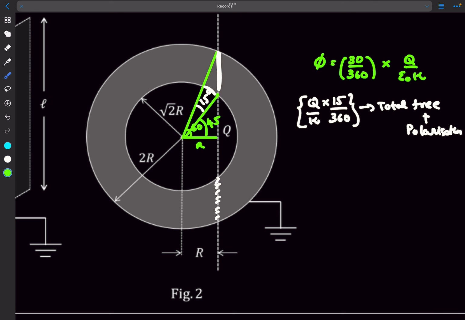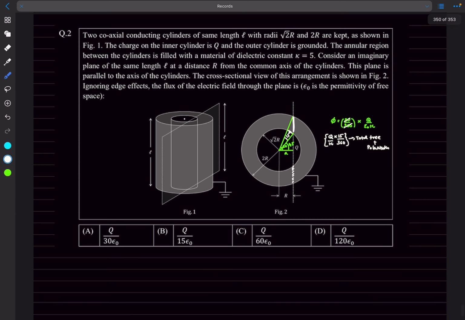Okay, so yeah, there could be multiple ways. It doesn't matter which way you do; they're all similar anyway. So from here, we have a 1 by 12 factor, and 12 fives are 60. So the answer will become option C.